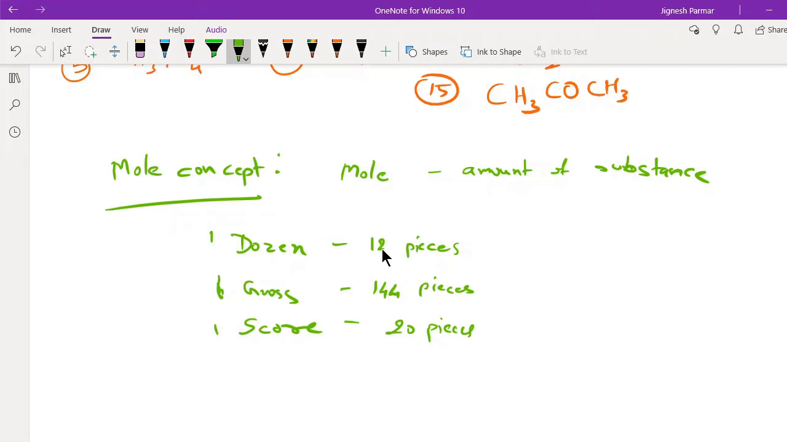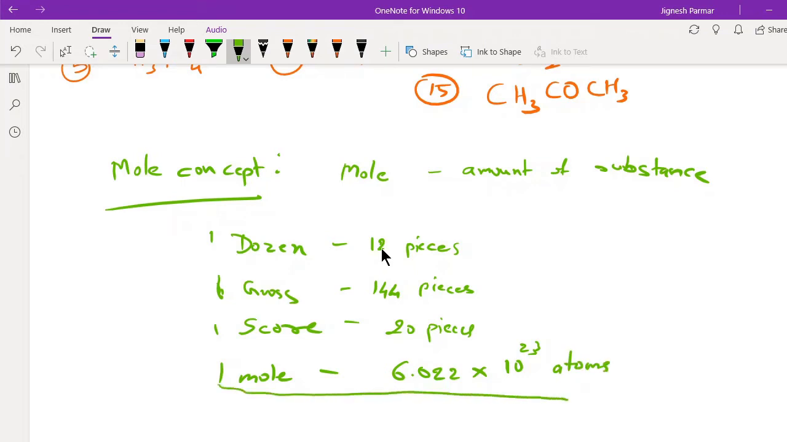So 1 mole is also a quantitative name for a group. Okay, and 1 mole is equal to how many atoms? 6.022 into 10 to the power 23 atoms. You can say that. This is what we have to understand.